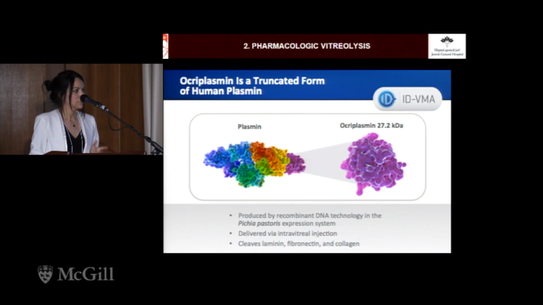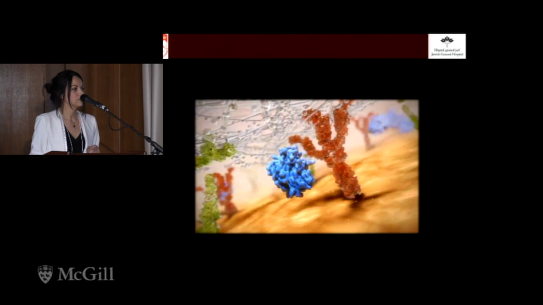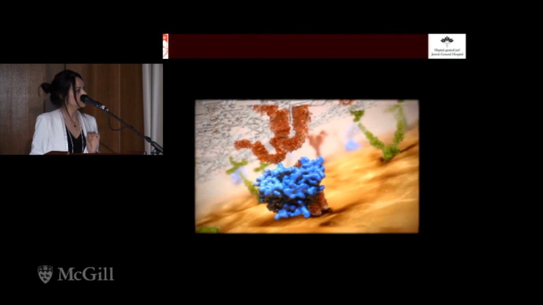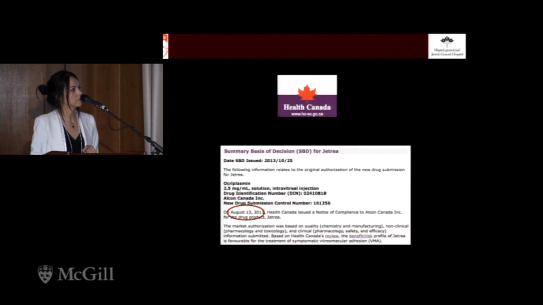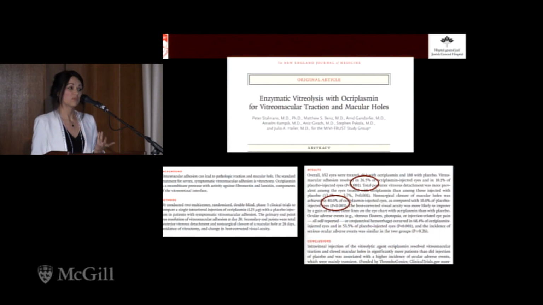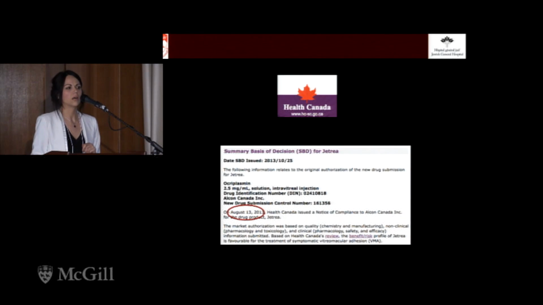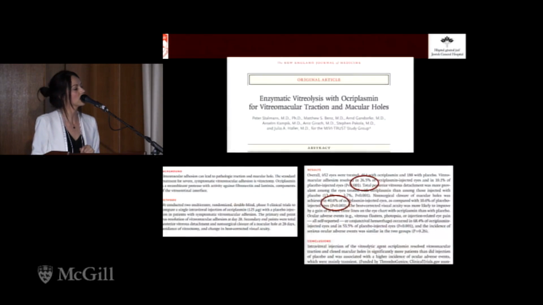However, recently in 2013, there was a new medication. It's a recombinant form of plasmin that can create this posterior vitreous detachment. We can see here the molecule cleaving this space and separating the laminin, fibronectin, and collagen from that adhesion, creating a posterior vitreous detachment. That medication was approved in Canada in 2013. At our institution, it was available for the first time in December 2013.